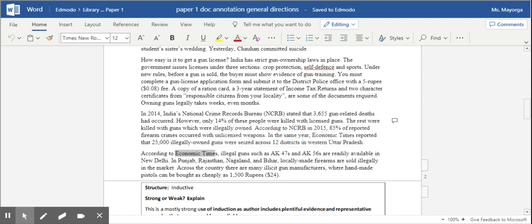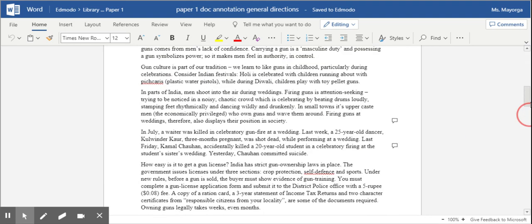Next, 1,500 rupees. That's $24. That shows how cheaply the guns are made and why people can get access to that. So that's significant in helping prove the point that the government should do more. Similarly here, only 14% of these people were killed with licensed guns. So that is significant in showing that the majority of people are killed by illegal guns. So that is why the government needs to do more. So far, I can tell that the author is doing a good job of using evidence that is significant and is coming from reputable sources to help prove their point.